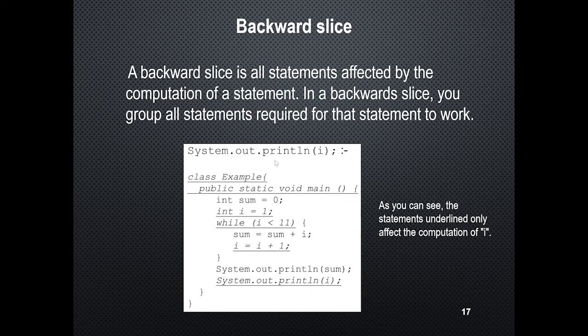So if we choose this line, system.out.println of i, our backward slice should be able to run and have the same output as it normally would have without the unnecessary lines. So it would just be class Example, public static void main, int i equals 1, the while loop with i less than 11, i equals i plus 1, and the original statement. So we don't need sum equals sum plus i because it doesn't affect the output of this.